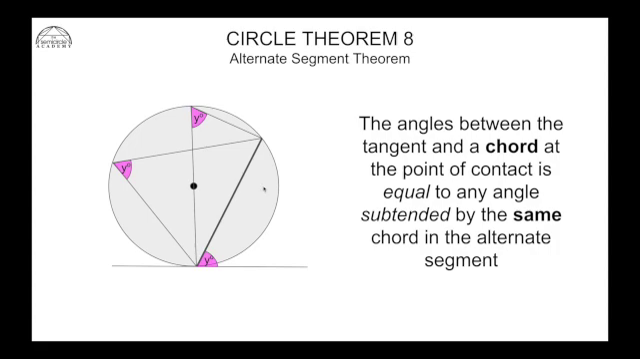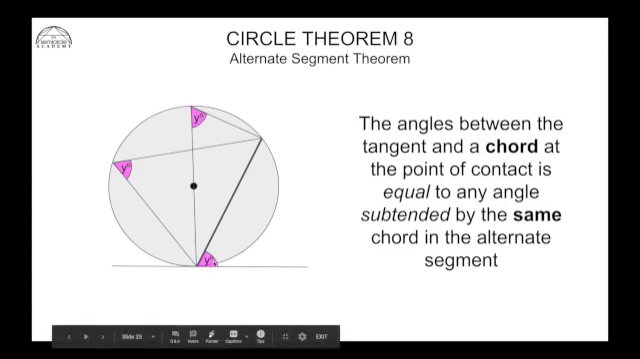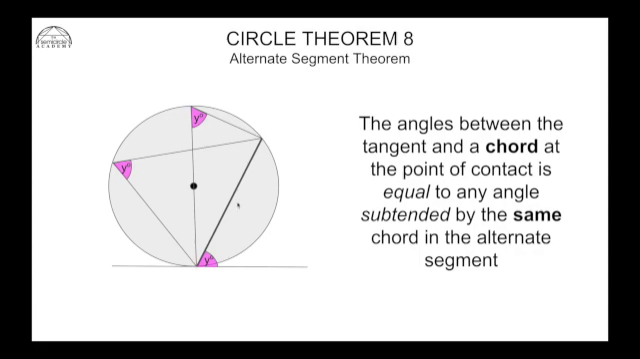So you can see here, remember, a chord separates a circle into two segments. I have a small segment here, and on this side of the chord I have this large segment here. So this angle in this small minor segment is equal to the angles subtended by the same chord in the larger segment. Tell me when you're done.